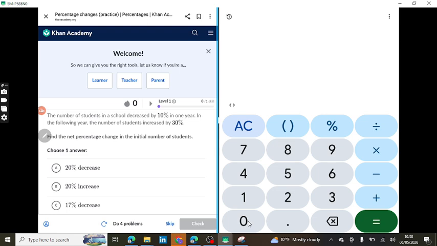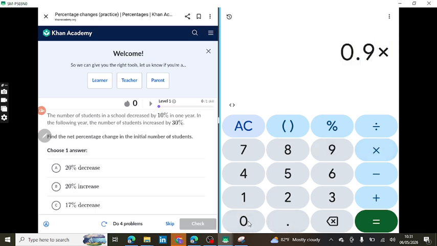The number of students in a school decreased by 10%. To decrease the number by 10%, we multiply by what? Listen again. 0.9. Just get it. Okay, it's a mistake. So you multiply by 0.9.